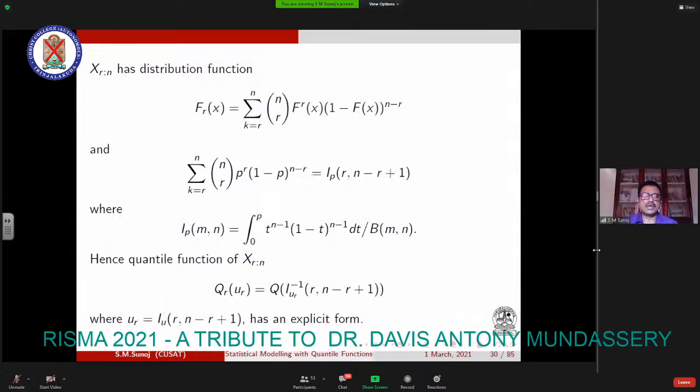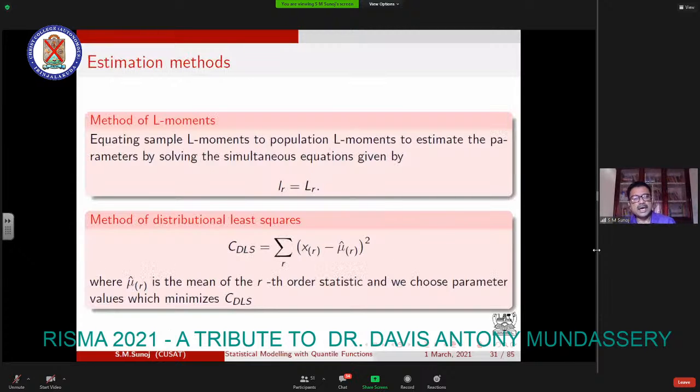Now the distribution function and the quantile function of the rth order statistic are given in the last line. I'm skipping that part. And what are the general methods applied in the case of the quantile approach?